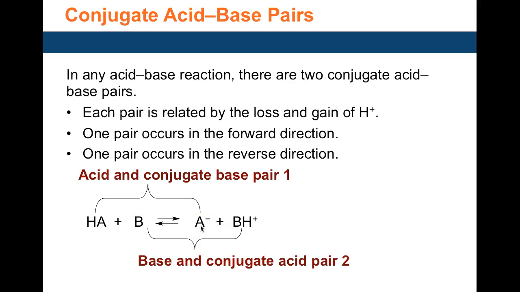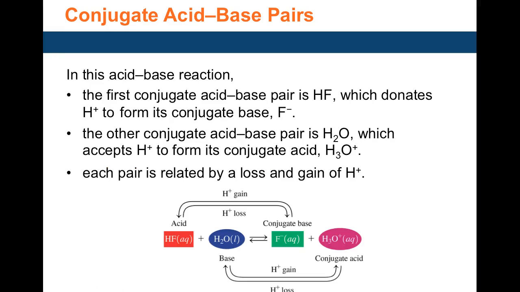So acid 1 and base 1 are called a conjugate acid-base pair. Base 1 and acid 2 are another conjugate acid-base pair. That means they're derived from each other. What they have in common is an anion. As you can see here, what they have in common is an anion. So it's a little bit clearer here.